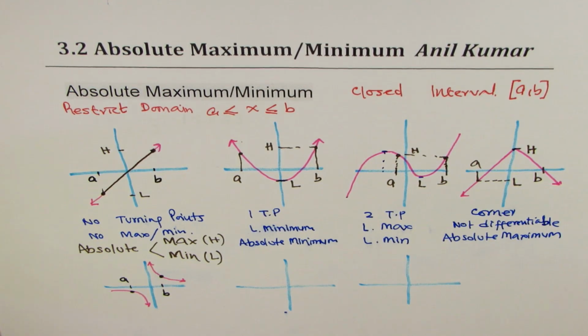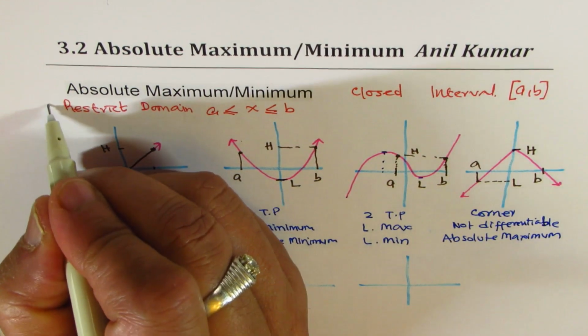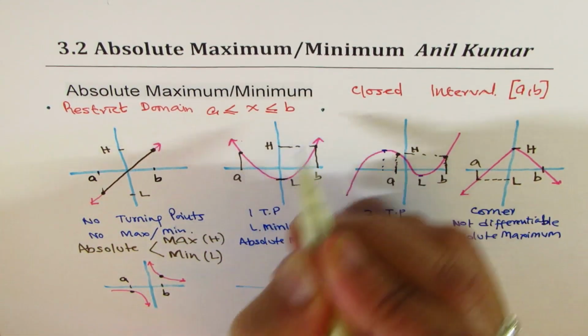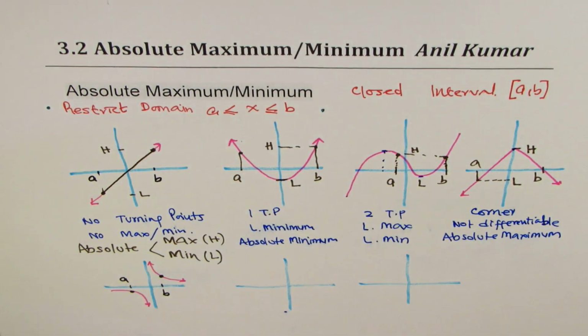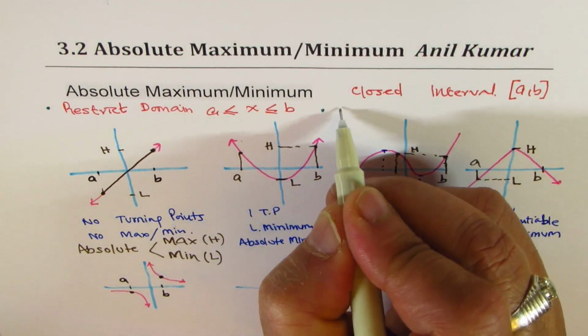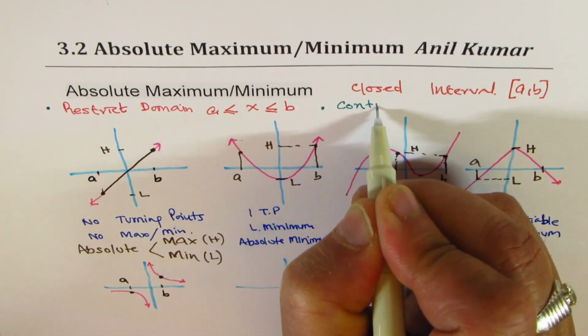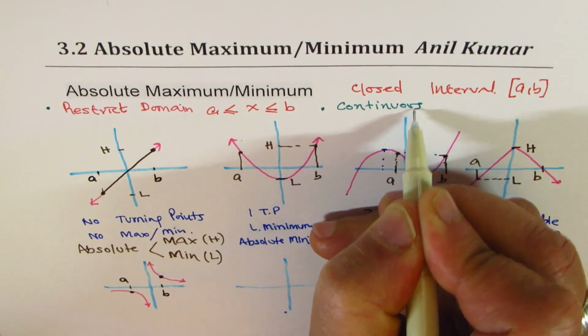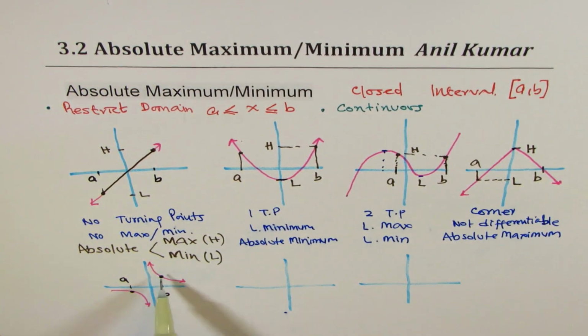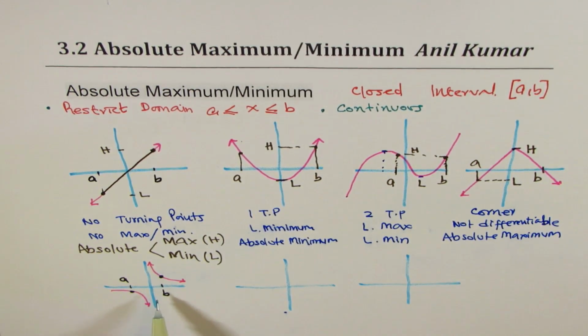So the function is not continuous, and therefore we do not have absolute maximum and minimum. So that gives us another condition for having absolute maximum and minimum. One is a restricted domain, and the second one, which is very important, is the function should be continuous. Correct? It should be continuous. If there is a break in between, then we will not have absolute maximum and minimum. Correct? That is very important, right?